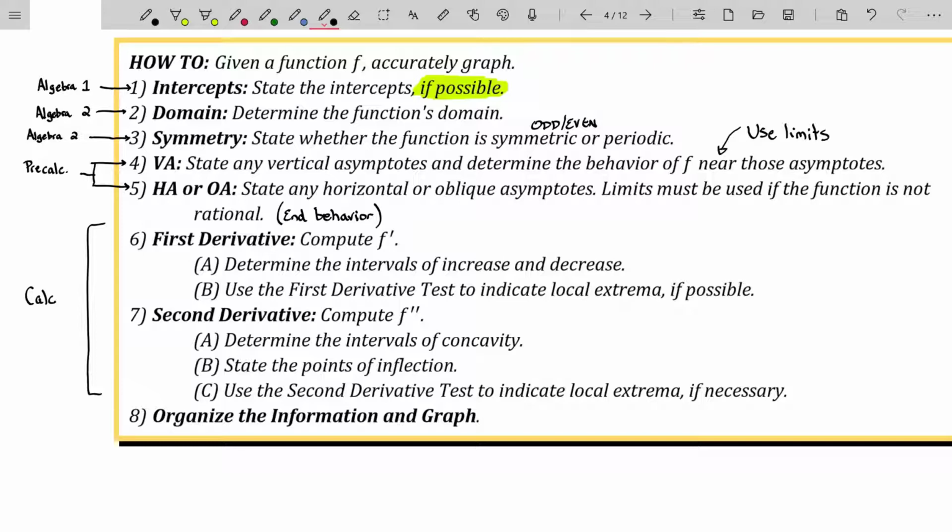Second derivative test, right? Take the second derivative, determine intervals of concavity where the second derivative is positive, where it's negative. State inflection points where concavity changes as long as your function is continuous. And then use the second derivative test to indicate local extrema if necessary, if you couldn't do that with the first derivative test. Always organize your information, and finally, graph.